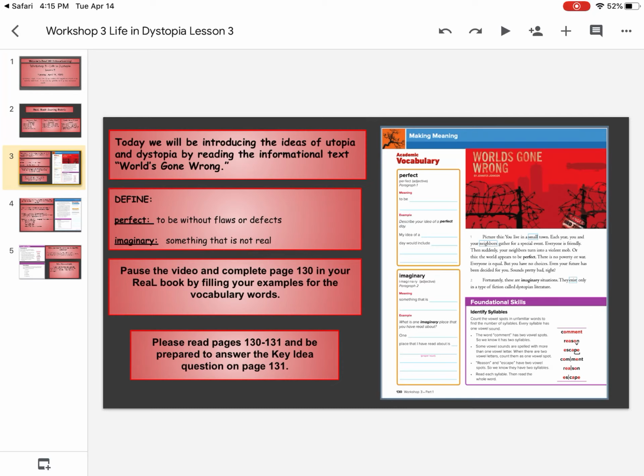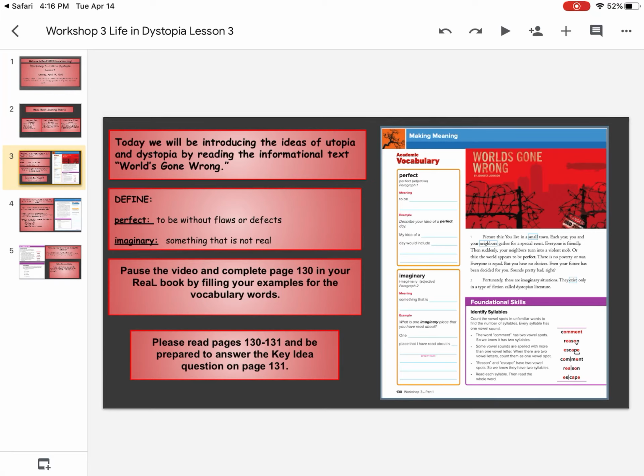Our second word is imaginary, and imaginary means something that is not real. So I might think of an imaginary place that I read about, Willy Wonka's chocolate factory. And so again, it's not a real place. So I want you to go ahead and come up with your own example. One imaginary place that I have read about is blank. Now, if you have to pause the video to complete this, go ahead, but I would like you to make sure you fill in the meaning and the examples for the 2 vocabulary words.